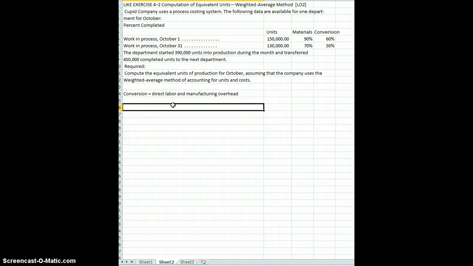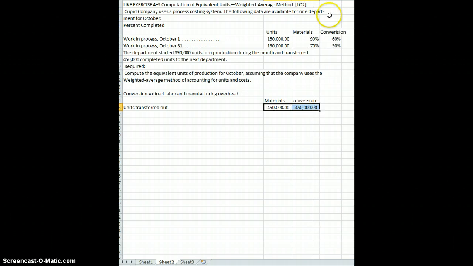We're going to talk about units transferred out. They tell us that units transferred out were 450,000 completed units. So under materials and under conversion, I'm going to put 450,000, because they were completed and they were transferred out.